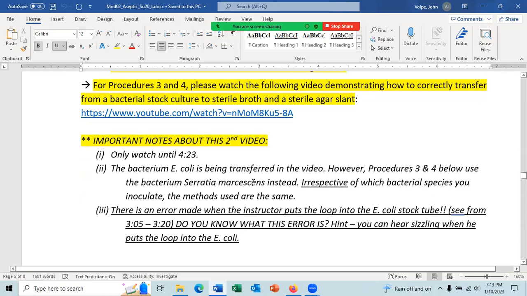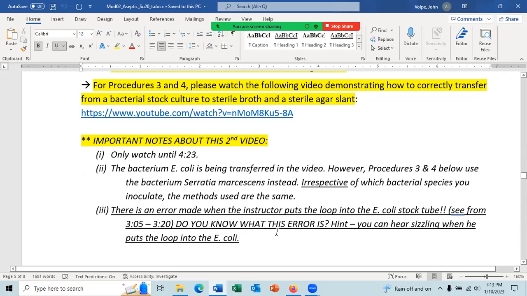And the bacteria they're using is E. coli, so it's off-white. It's not colored red like Serratia marcescens. There's also an error in the video between 3 minutes and 5 seconds and 3 minutes and 20 seconds.